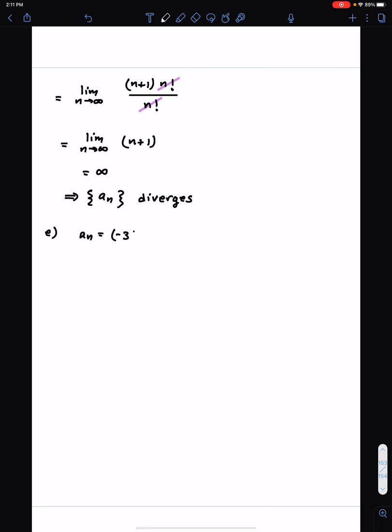A sub n equals negative 3 to the n. So the limit as n approaches infinity of negative 3 to the n diverges, since this is all over the map.